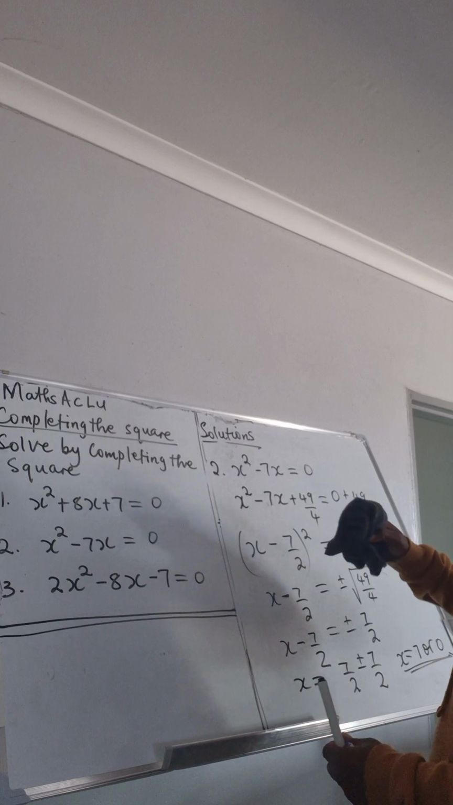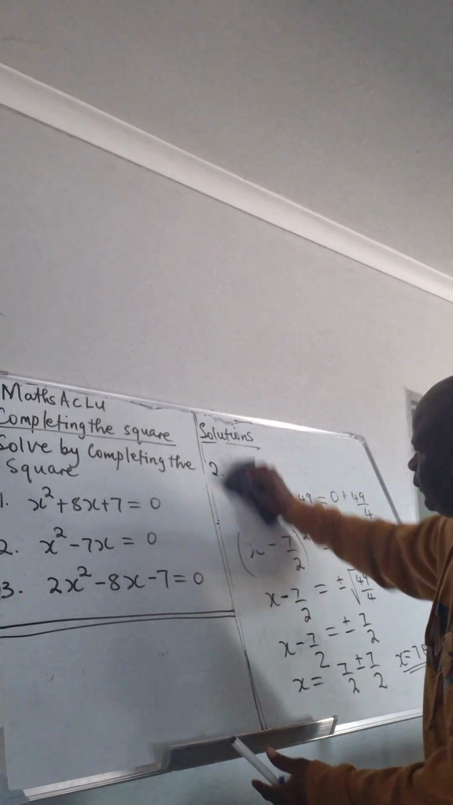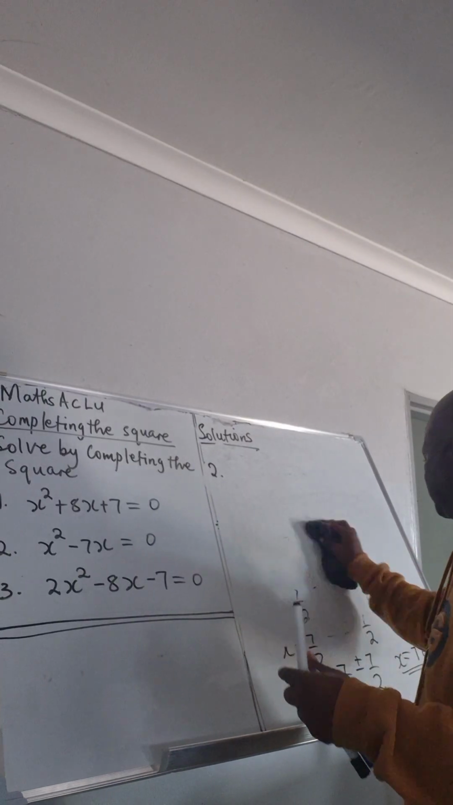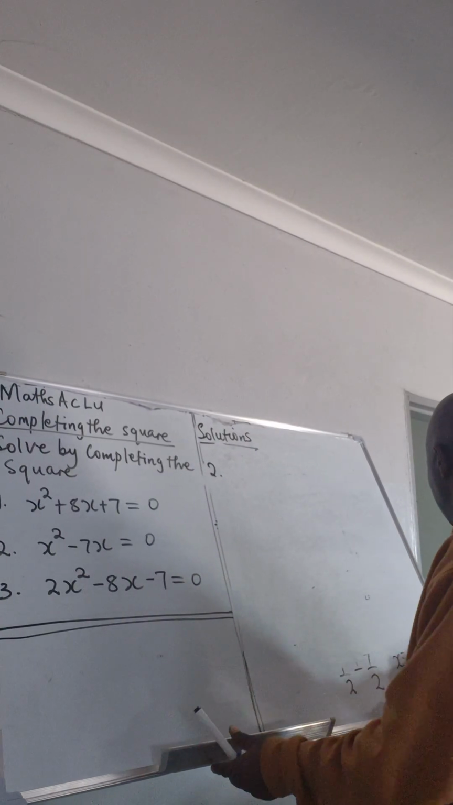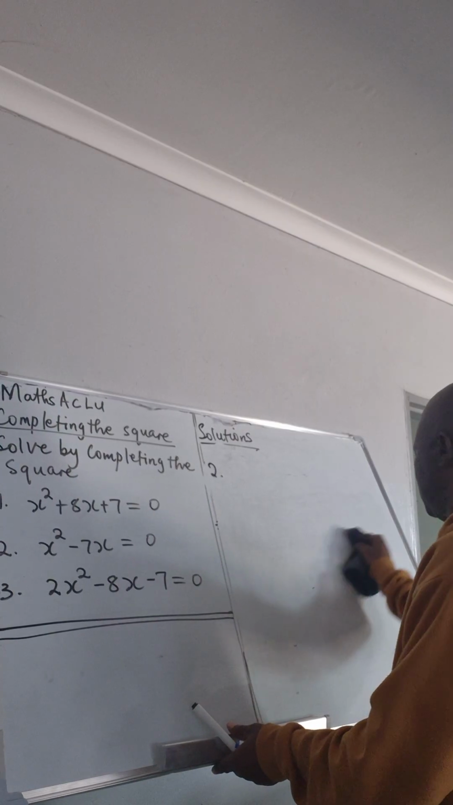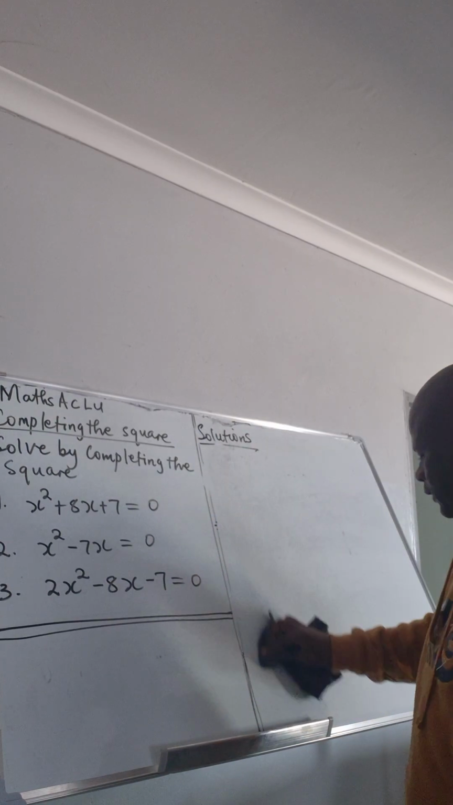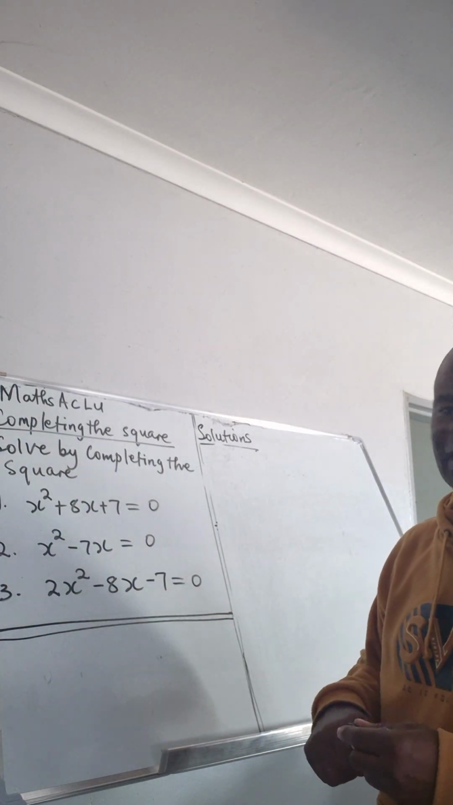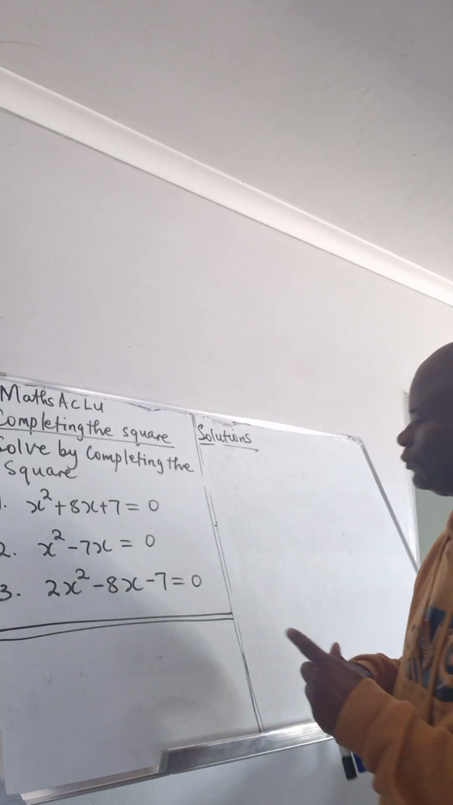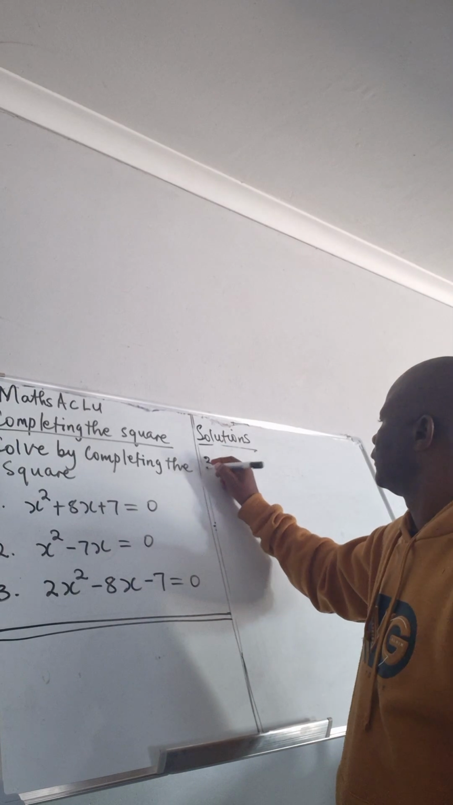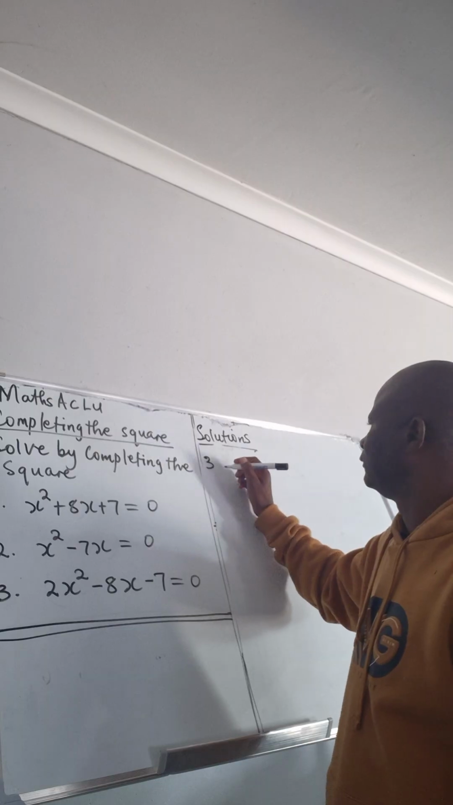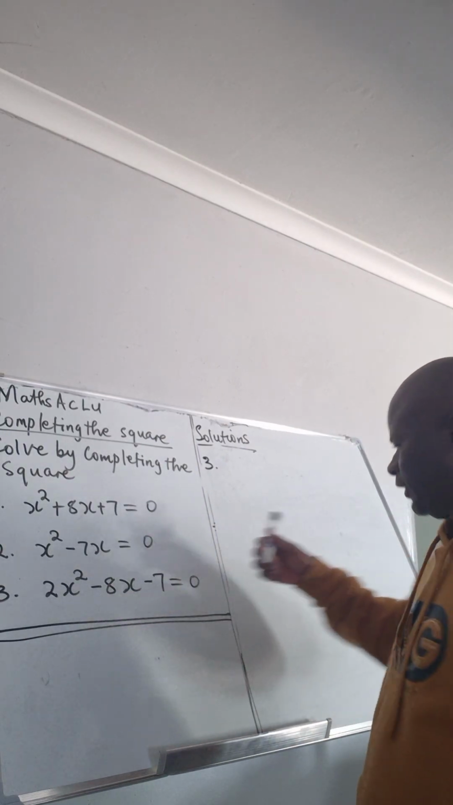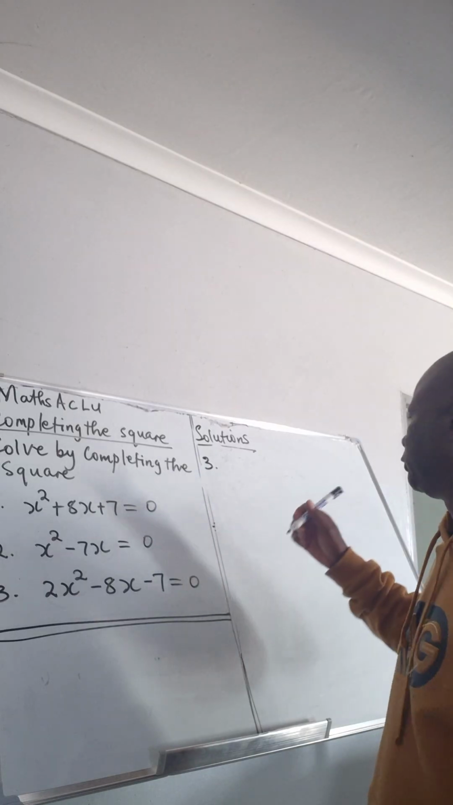Then the third case, where a is greater than 1. This a is greater than 1. So the first thing is to make a equal to 1. How do we make a equal to 1? You divide everything by 2.